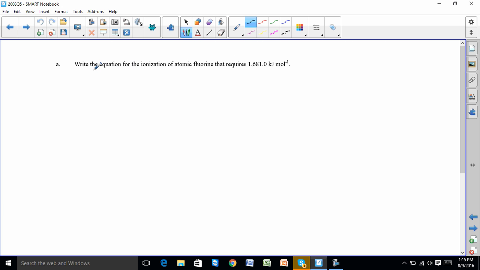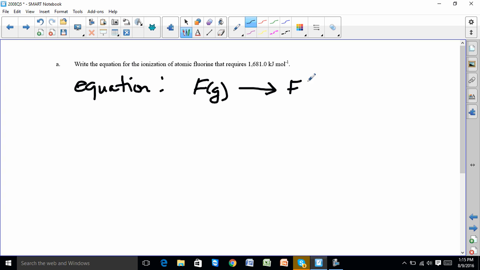Okay, second question. Write the equation for the ionization of atomic fluorine. Okay, so here's the deal. It said equation. It did not say thermochemical equation, so let me do this. Here is the equation. You take fluorine gas. It can't be F2. It has to be a single atom in the gas state. And then what happens is you zap it with some energy, 1,681 kilojoules per mole, and you make an F plus 1 gas ion, and you kick off 1 electron.